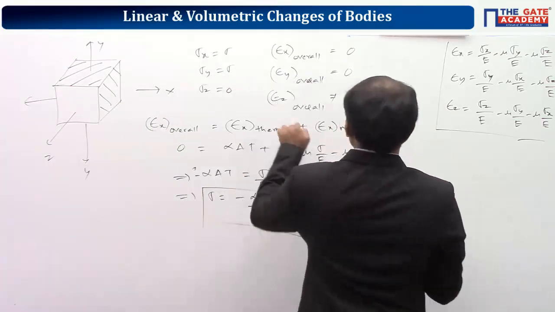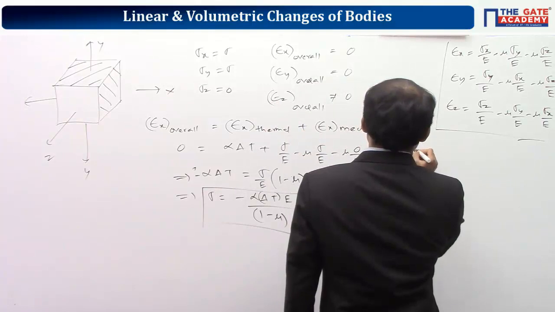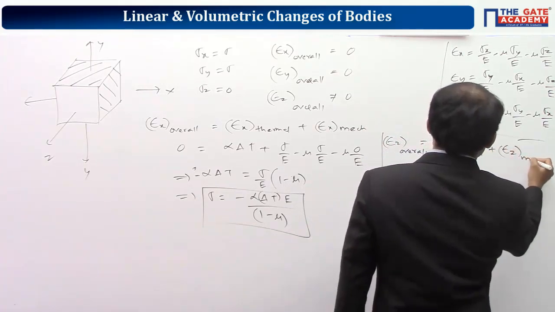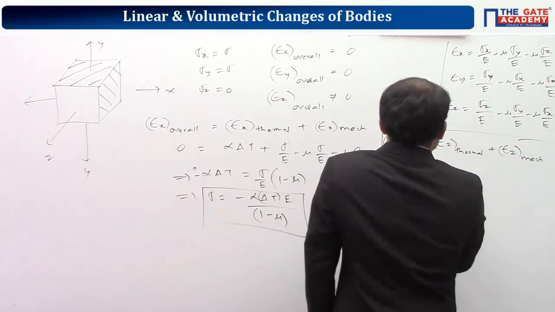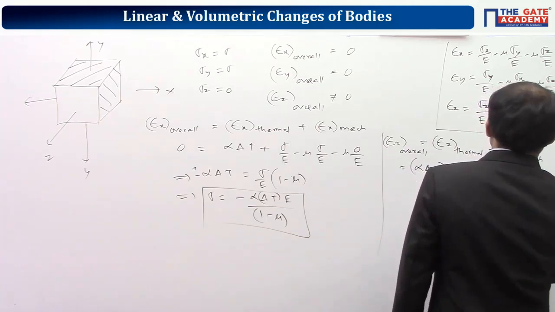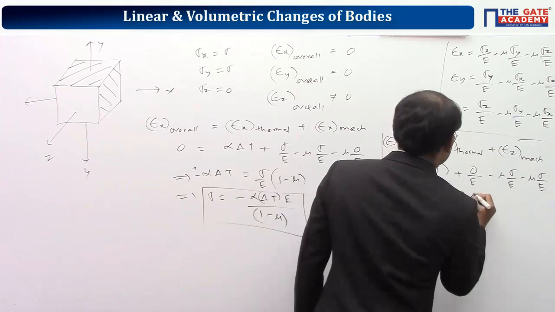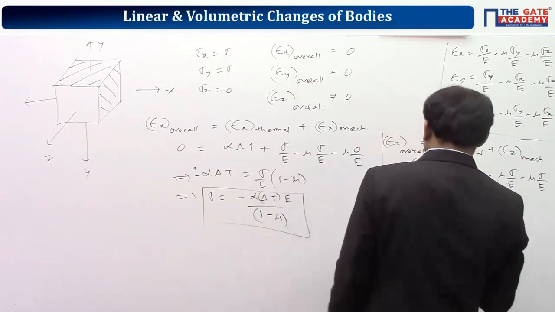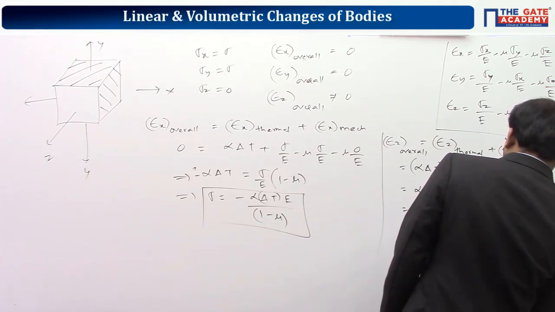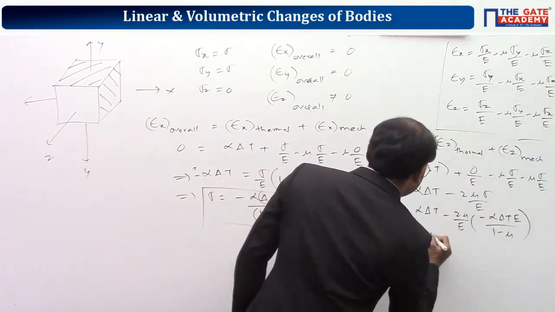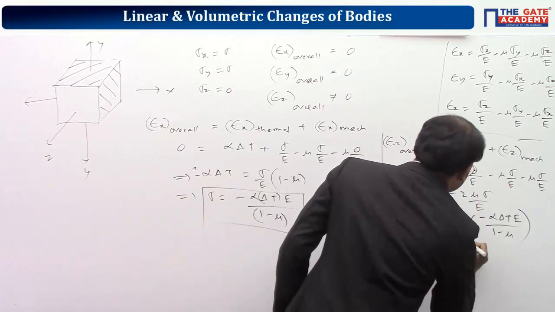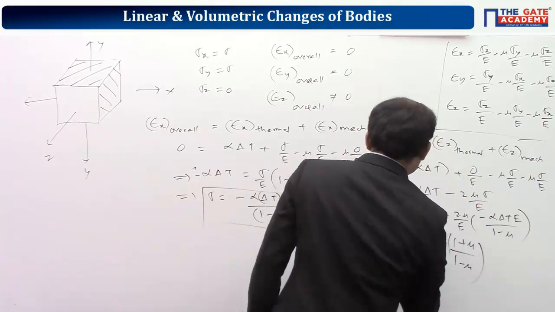So we have to get epsilon z overall also. So same condition we'll take. Epsilon z overall is equal to epsilon z thermal plus epsilon z mechanical. So thermal is alpha delta T, mechanical is sigma z by E, so that is 0 by E minus mu sigma by E minus mu sigma by E. This comes out to be alpha delta T minus 2 mu sigma by E. So substitute sigma value from here. You get alpha delta T minus 2 mu by E into minus alpha delta T into Young's modulus whole by 1 minus mu. If you simplify this, E and E will go, alpha will go, 1 plus 2 mu by 1 minus mu. So you'll get 1 plus mu by 1 minus mu. This is the epsilon z overall.